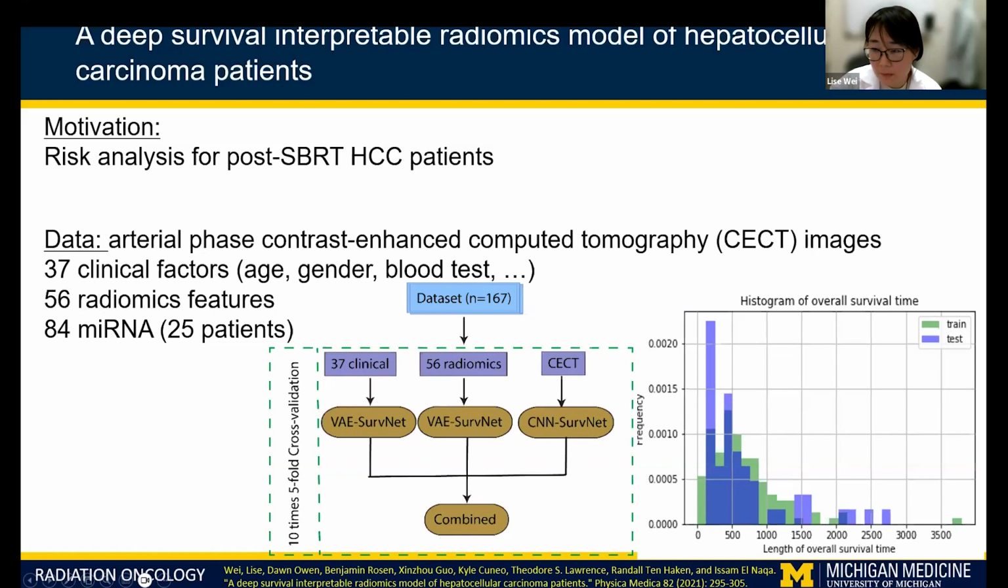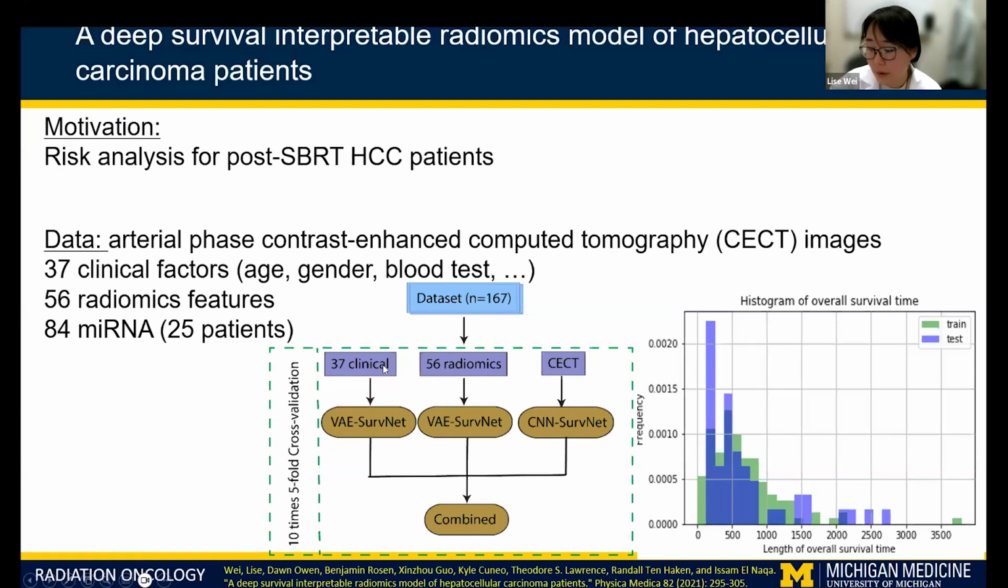These radiomics features are texture features calculated from the images, for example, zone size non-uniformity. There are formulas that help us calculate these predefined features, which represent how heterogeneous a region is. And there are also some microRNA data, but unfortunately only a subset of patients have this information. The left figure shows a brief structure of the study, with 167 patients.